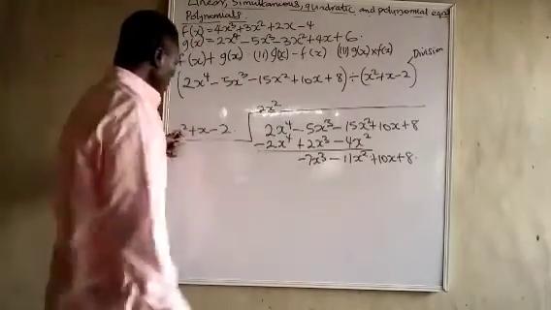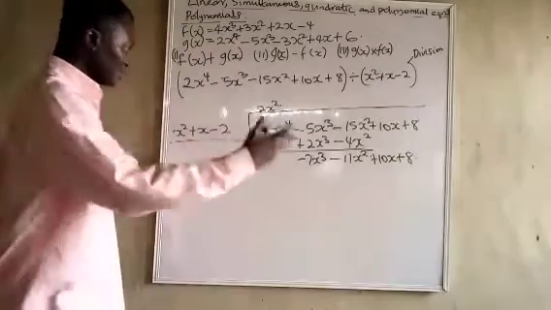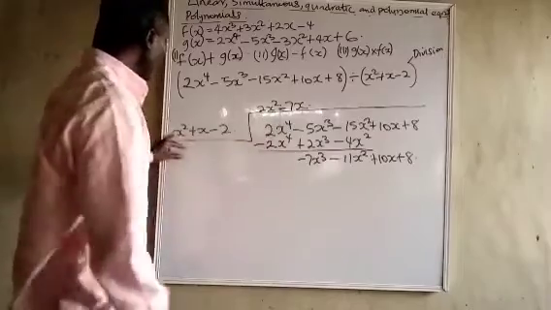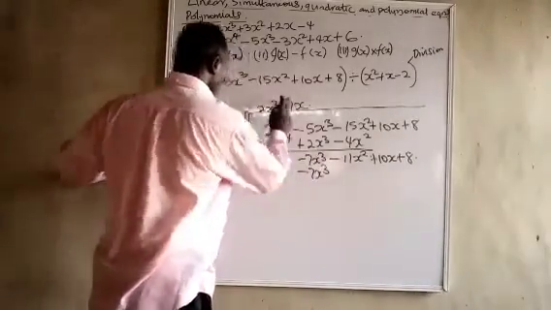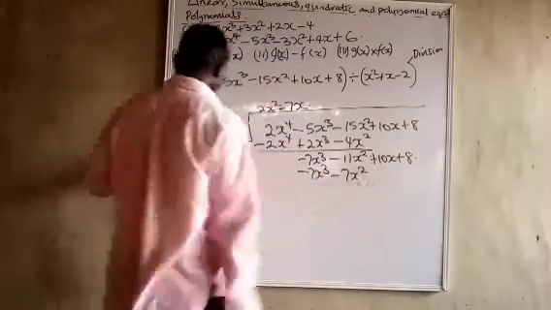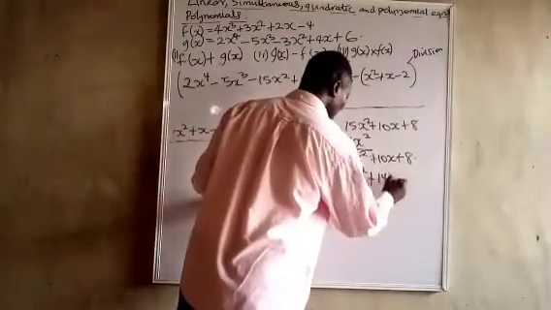So, x squared in minus 7x cubed. That's going to give me minus 7x. Minus 7x times x squared will give me minus 7x cubed. Minus 7x times x will give me minus 7x squared. Minus 7x times minus 2 will give me plus 14x.